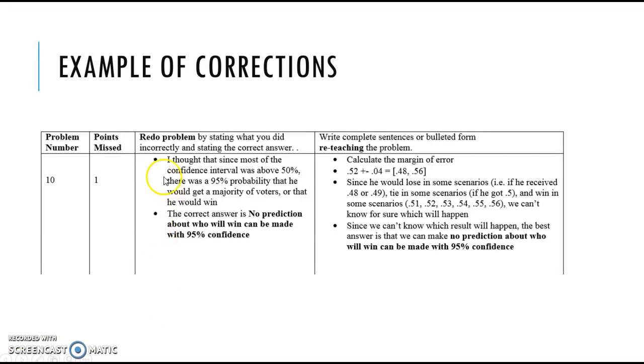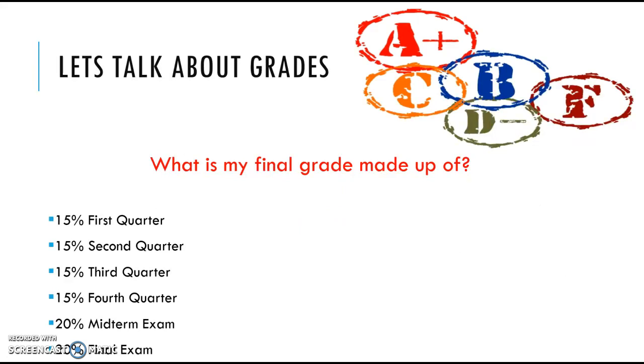Here's an example of good test corrections. Good test corrections actually redo the problem, show what they did with the problem, and then reteach it. You should be able to read this and understand it. They're reteaching it so that somebody who has no idea about statistics can understand what you're saying.